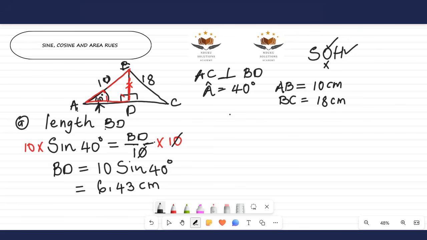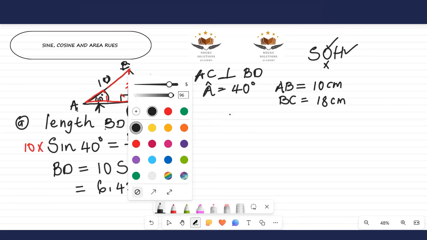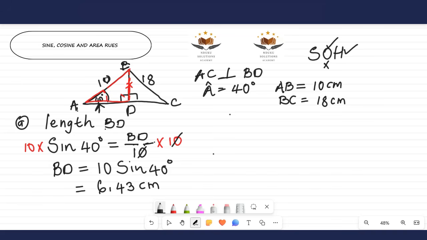And you can still do the same thing. Let's make things interesting. Let's say they ask you to find your angle C. Find the size of C. So your size of C, which is this angle, let's check it out. We are looking for this angle.